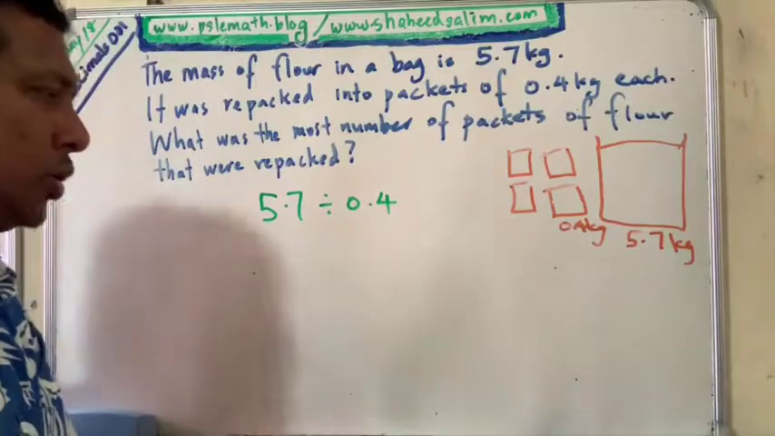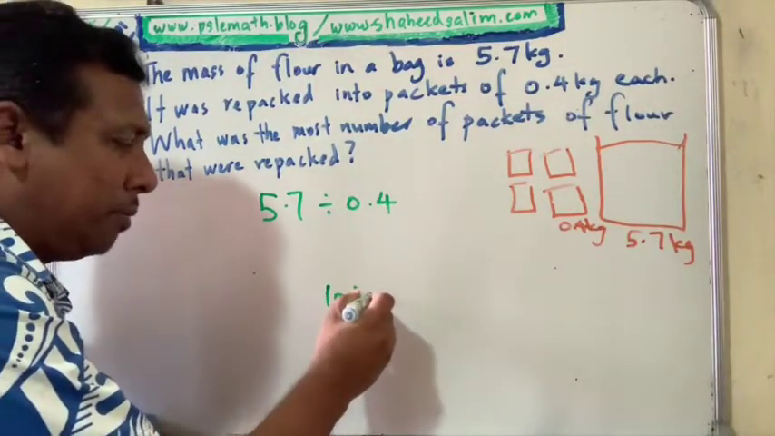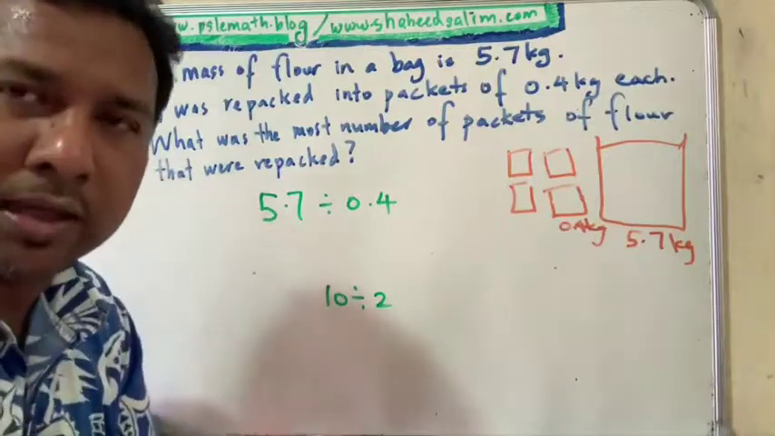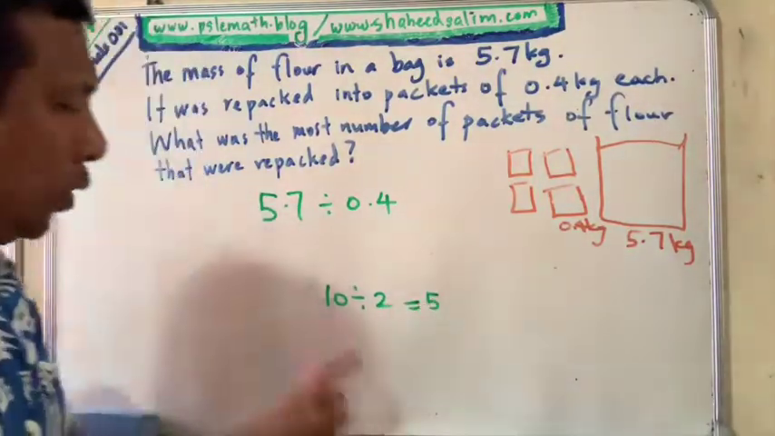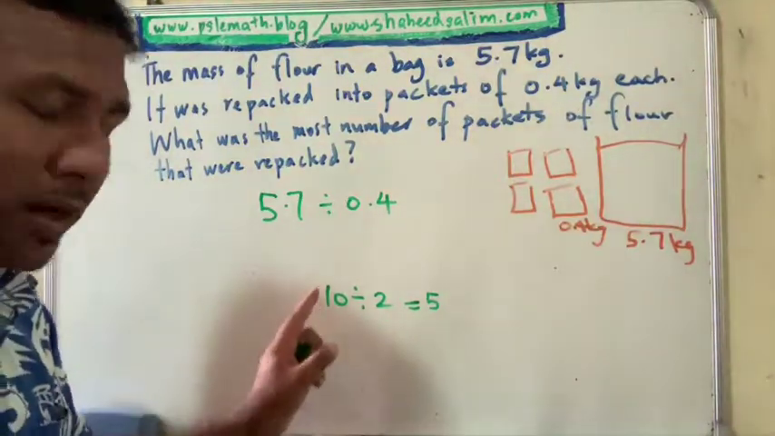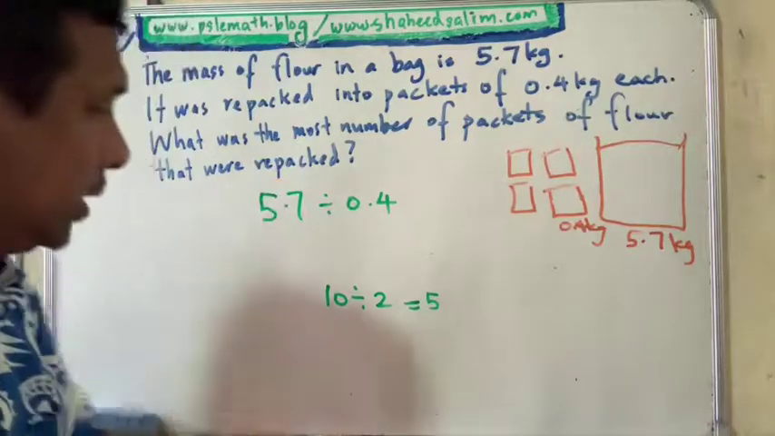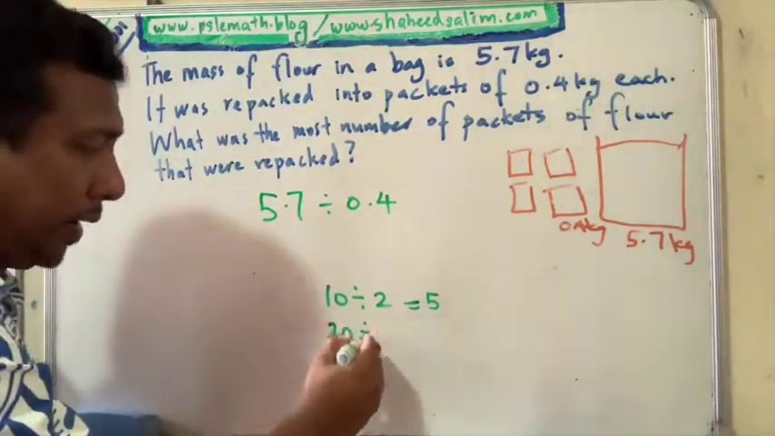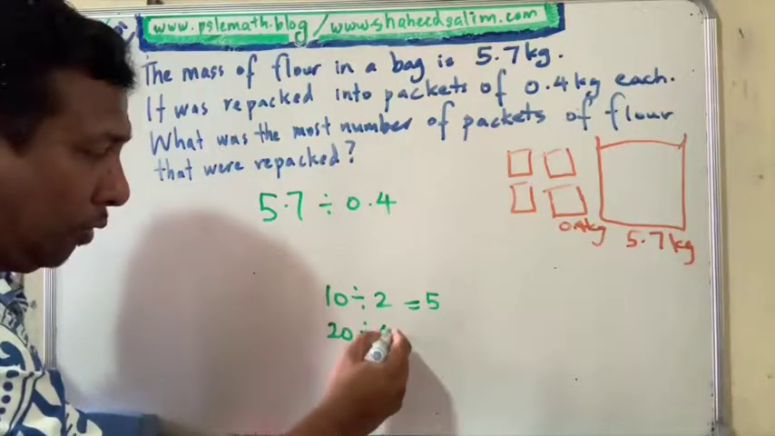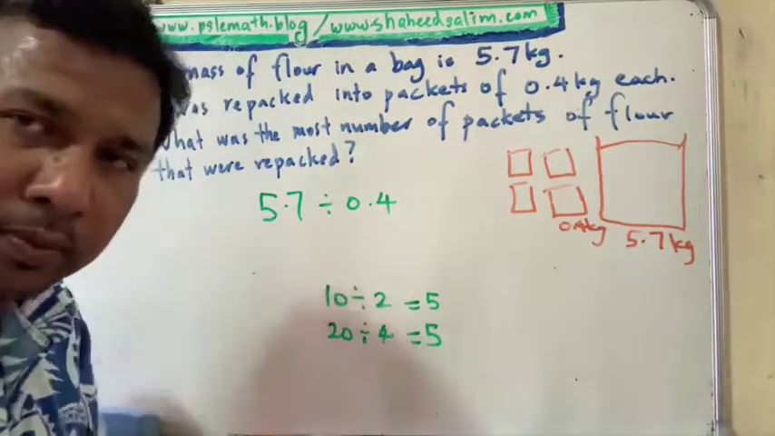For example, let me show you an example. Let's say I have 10 divided by 2. What's your answer? It's 5. Now when you multiply both of them by the same number and you divide them, you're still going to get the same answer. Watch this. Let's say I multiply this by 2, it's 20. Multiply this by 2, 4. 20 divided by 4, I get 5.